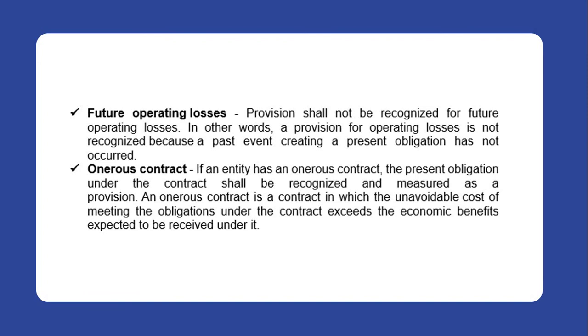Meaning to say, kung sa atua pa, if asset pa siya, that means to say the benefits exceed the cost. But for a provision, particularly an onerous contract, the cost here exceeds the benefit. So whatever the excess of the cost over the benefit should be included in the provision and should be discounted. Okay?